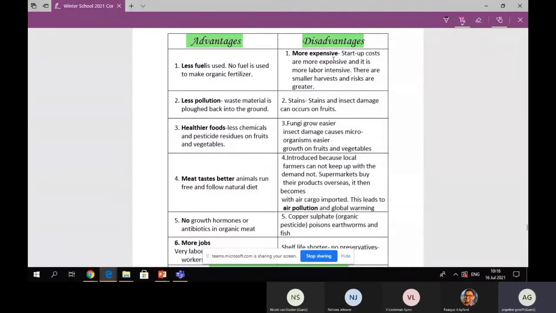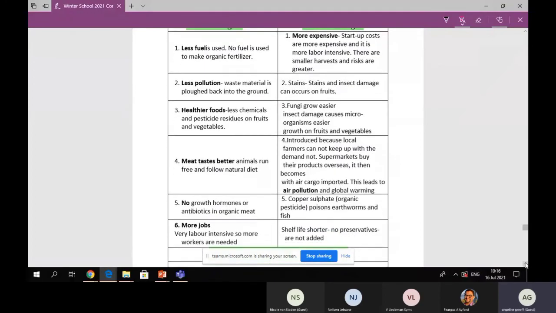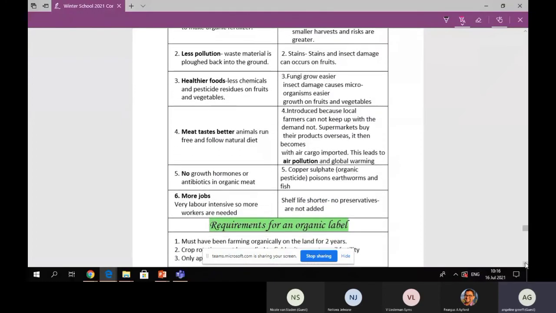To start up with organic farming, and organic farming is normally more expensive. And we also see because they need more laborers, it's more labor intensive, right? And we also find that the harvests are smaller because they might not be protected against certain conditions, etc. Like, for example, with the GMOs. So in that instance, it might be a disadvantage. Stains may occur that we don't get in the GMOs, right? So have a look at the disadvantages.